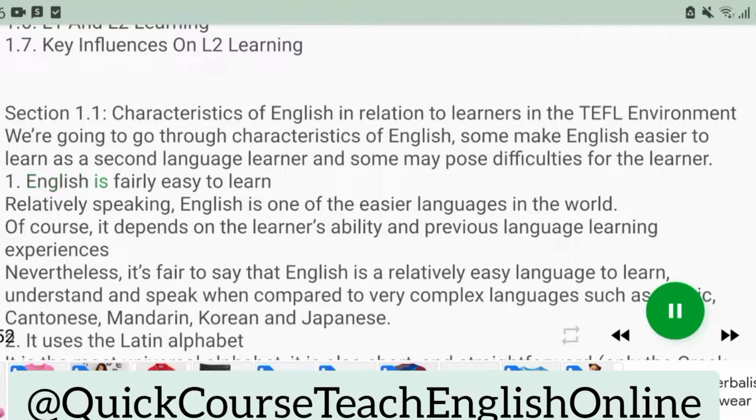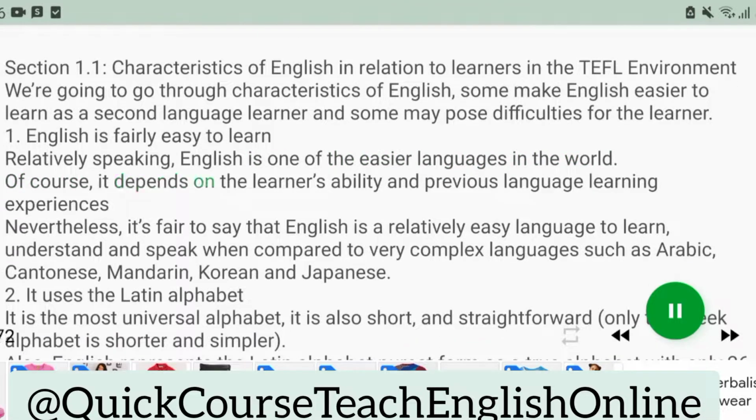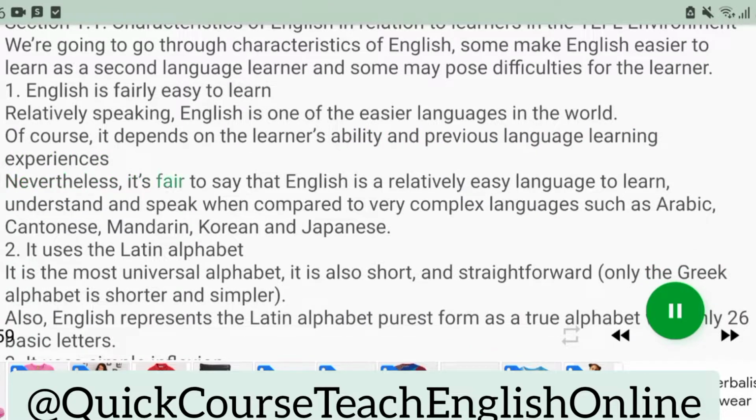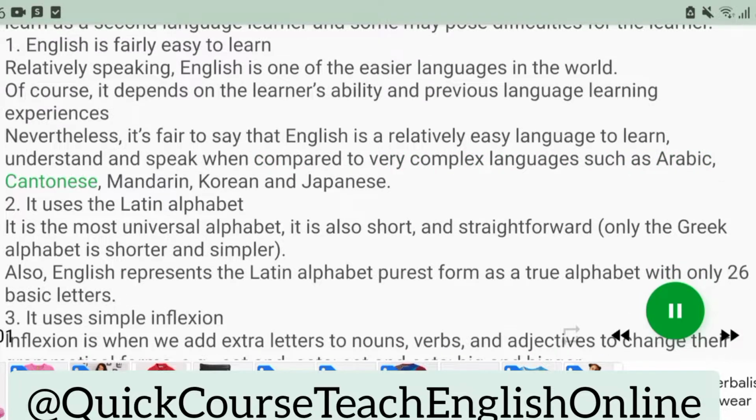1. English is fairly easy to learn. Relatively speaking, English is one of the easier languages in the world. Of course, it depends on the learner's ability and previous language learning experiences. Nevertheless, it's fair to say that English is a relatively easy language to learn, understand and speak when compared to very complex languages such as Arabic, Cantonese, Mandarin, Korean and Japanese.